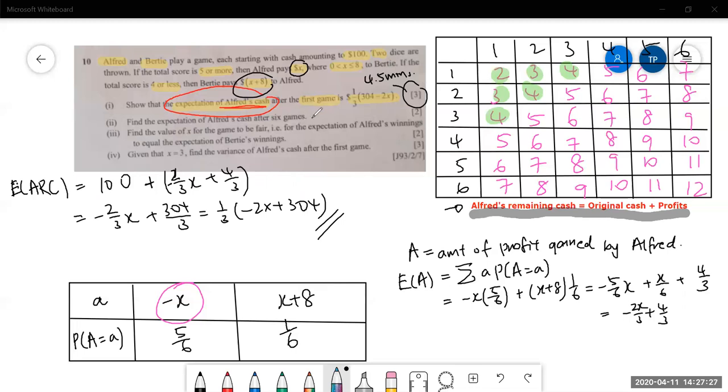Okay, next. Find the expectation of Alfred's cash after 6 games. So, what do you think is the answer after 6 games? The expectation of Alfred's cash after 6 games.